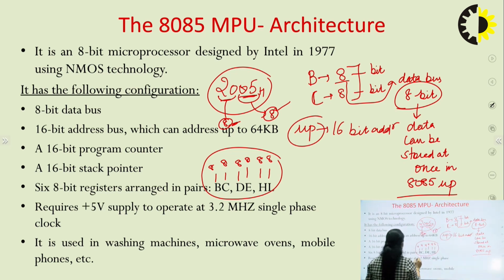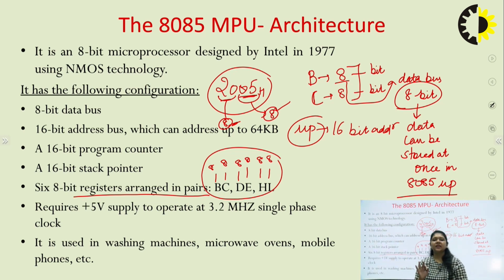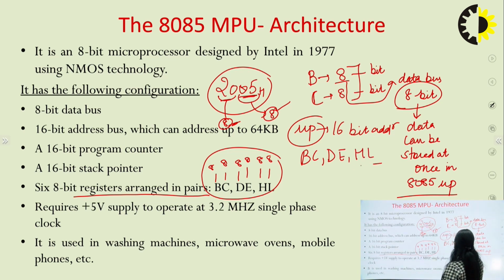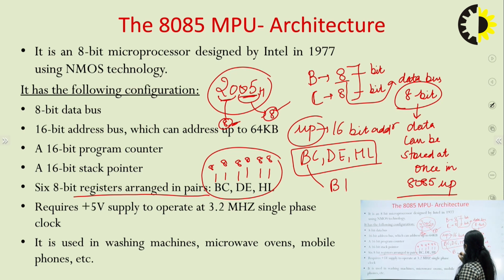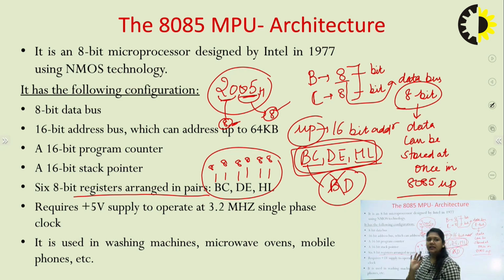register pairs will work. Register pairs will work means the microprocessor has 3 general purpose register pairs, B, C, D, E and H, L. These 3 register pairs are pre-decided. We cannot mix them like B or D can make a pair. No, B and D cannot make a pair. B will be pairing with C only, D will be pairing with E only. Likewise, H is also pairing with L only.